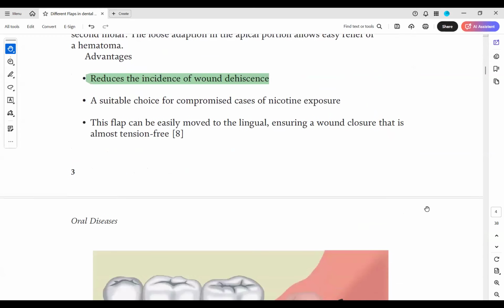Now the advantage, and why it is the preferred flap design for your third molar extraction, is it reduces the incidence of wound dehiscence, and also when there is constant nicotine exposure, especially in smokers, the healing is better here because in smokers already the healing is compromised.